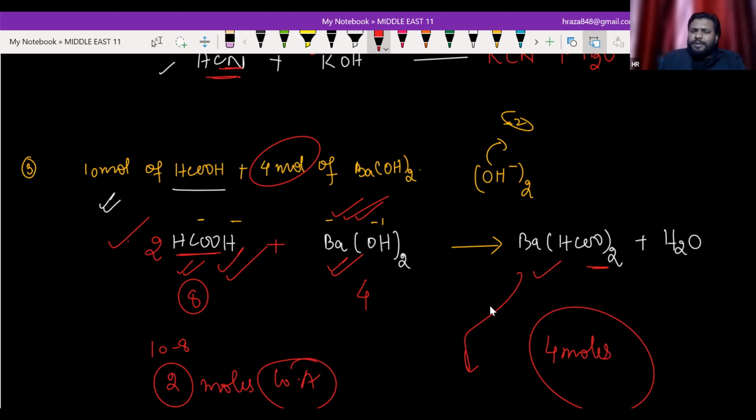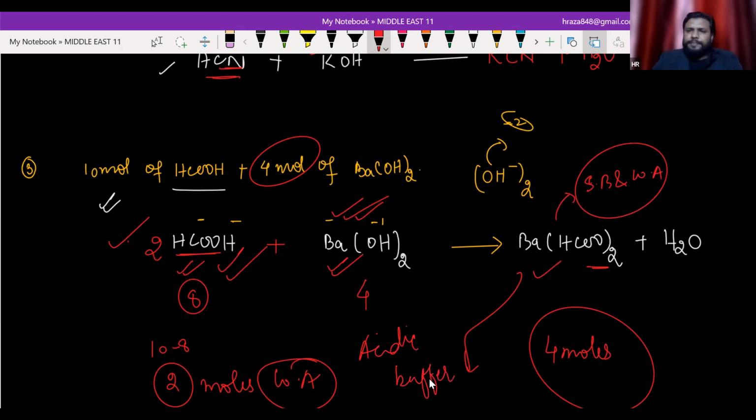A strong base and weak acid. From here, a strong base and weak acid. That's why it is acidic buffer. Okay, just write it and let me know.